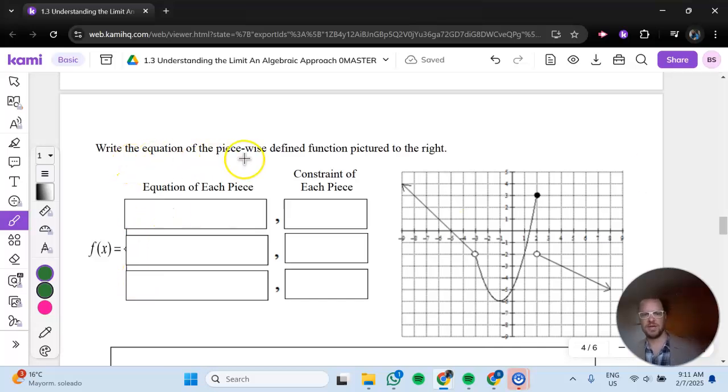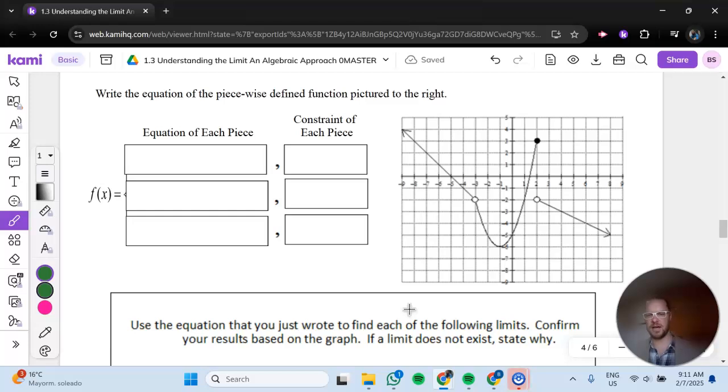All right, so write the equation of each piecewise function. So first of all, if I'm looking at this first one, it's just a line. The slope is negative 1, and if I continue this down here, it's going to be minus 5. So negative x minus 5, and my constraint here is that x needs to be less than negative 3.